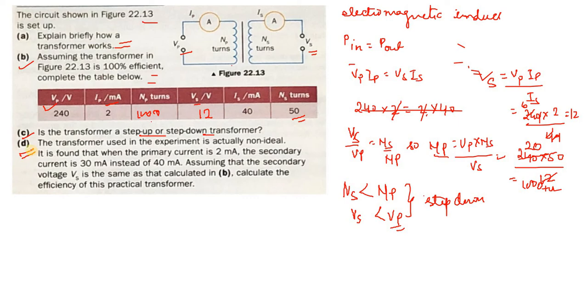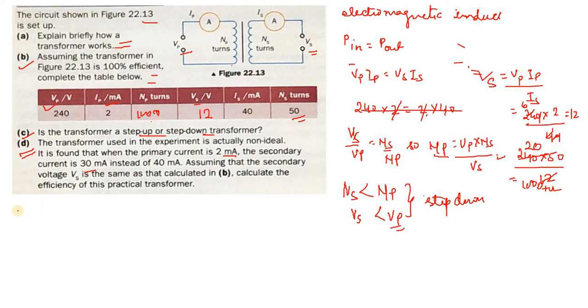Please pause the video and try to solve this question and let me know how many of you got it correct. I hope you got the answer. So the transformer used in the experiment is actually non-ideal, obviously, because there will be some loss. So it is found that when primary current is 2 milliampere, secondary current is 30 milliampere instead of the 40 milliampere. Assuming the secondary voltage is the same as that calculated, calculate the efficiency.